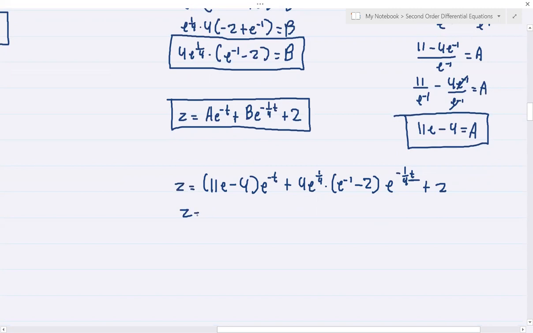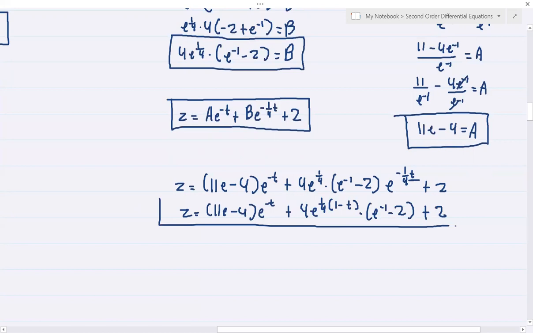So we can have z is equal to quantity 11e minus 4 times e raised to negative t, plus 4e raised to 1/4 minus 1/4 t. Or you can factor this out because these two terms are divisible by 1/4, so we can have 4e raised to 1/4 times quantity 1 minus t. There you go. Then times e raised to negative 1 minus 2 plus 2. So that will be your particular solution.